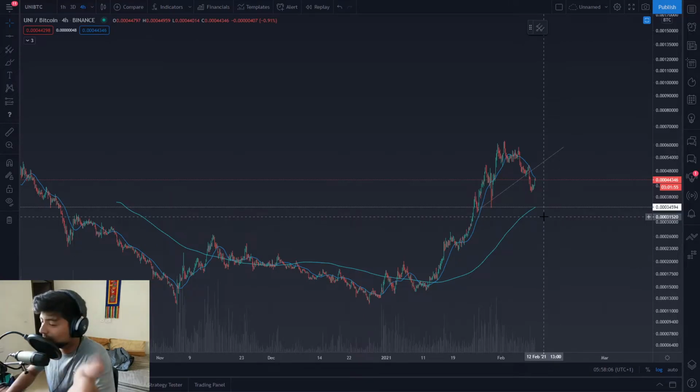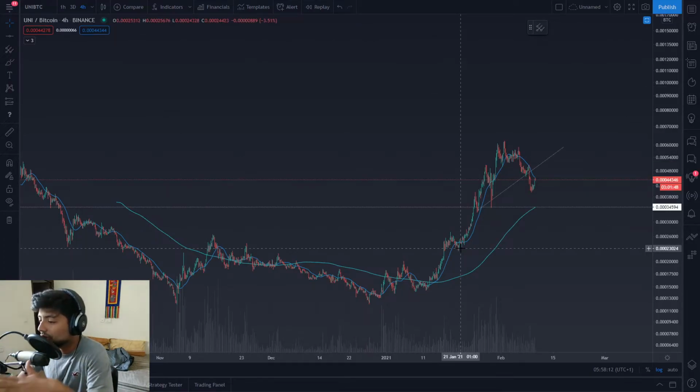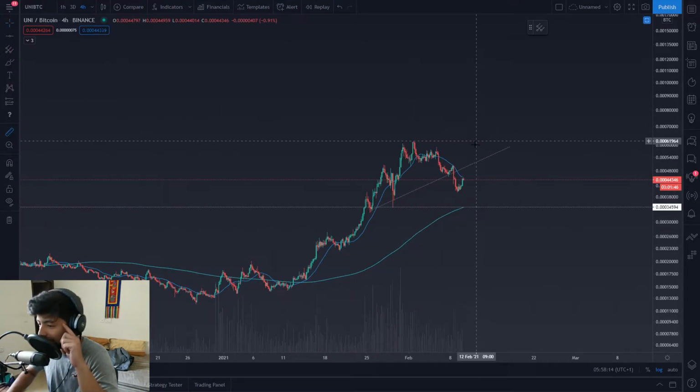It's like closing, opening, closing below the 200 simple moving average. Until the price action is doing that against the BTC pair, Uni is going to be completely fine. Well, actually, it depends on risk tolerance as well.